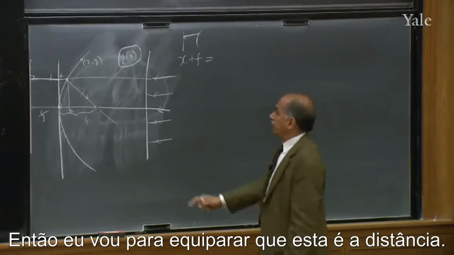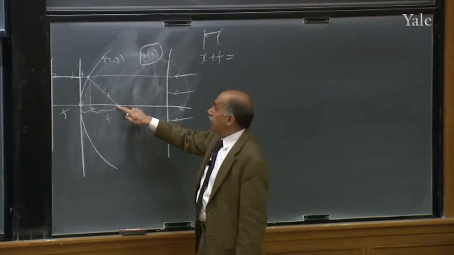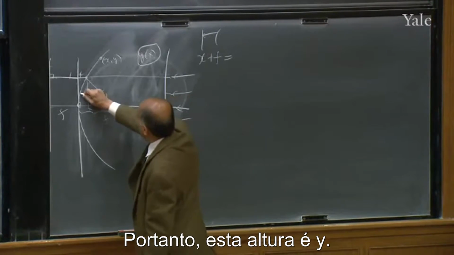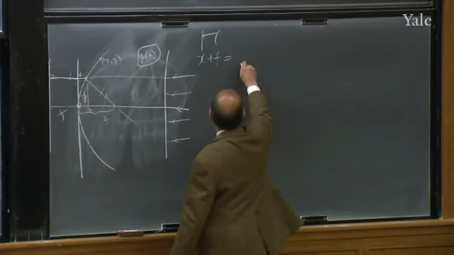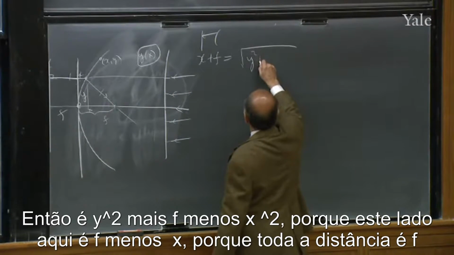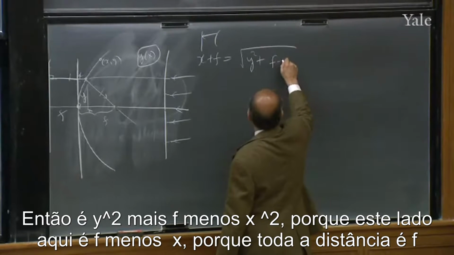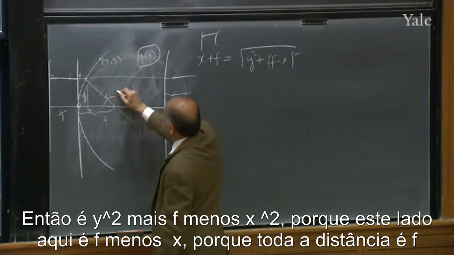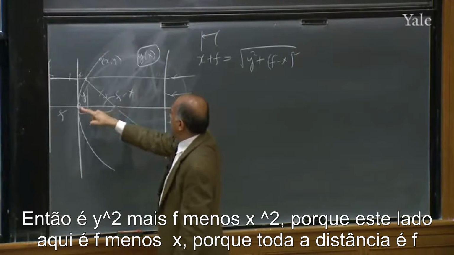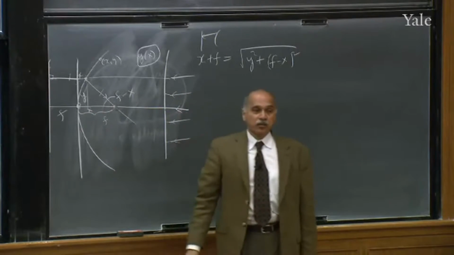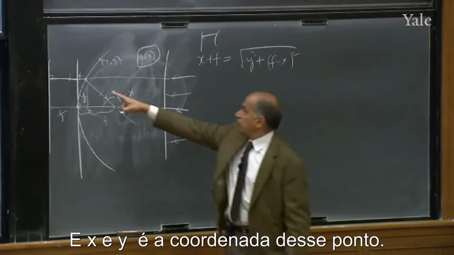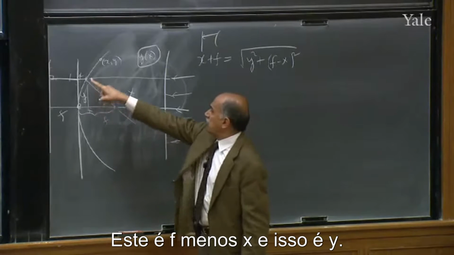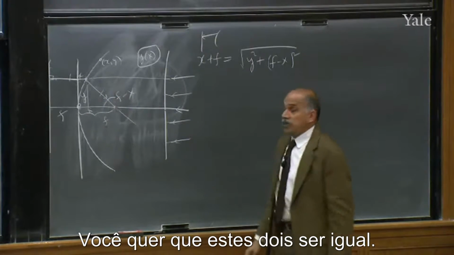So I'm going to equate that to this distance. This one, you got to use Pythagoras theorem. So this height is y. So it's the square root of y squared plus (f minus x) squared. Because this side here is f minus x. Because the whole distance is f, and that's x. You follow that? x, y is the coordinate of this point. You drop a line down here. That distance is x. This is f minus x, and that's y. That's that length. You want these two to be equal.